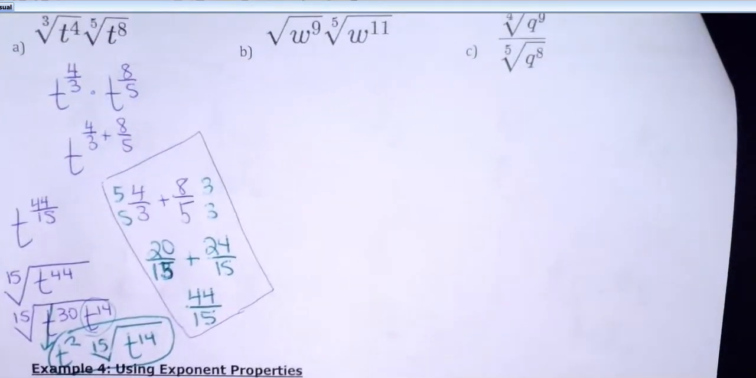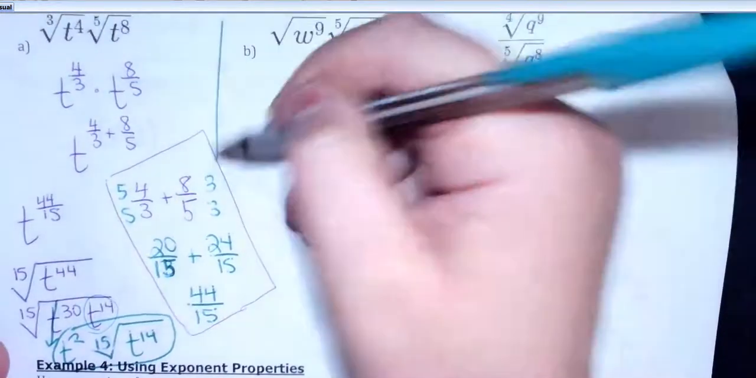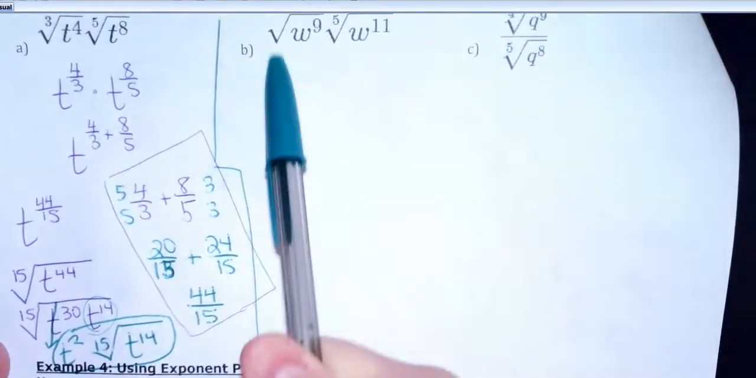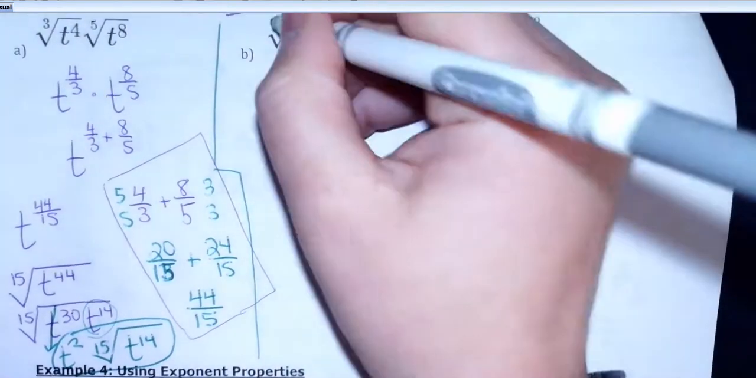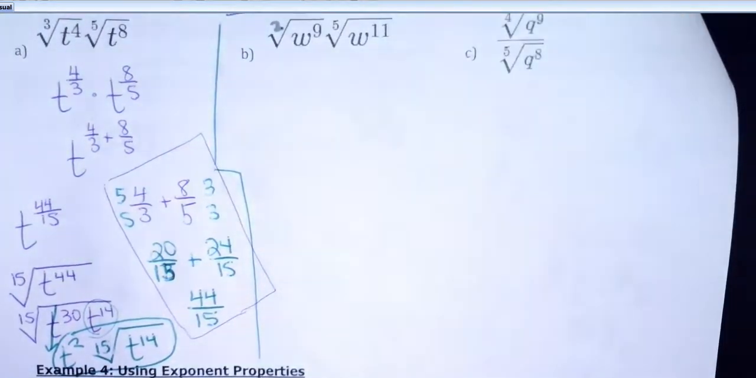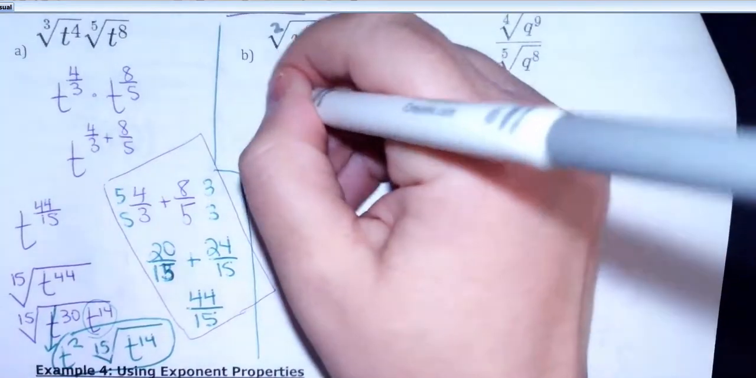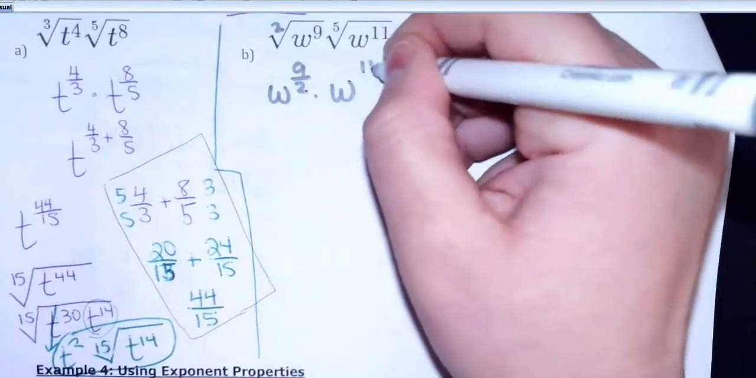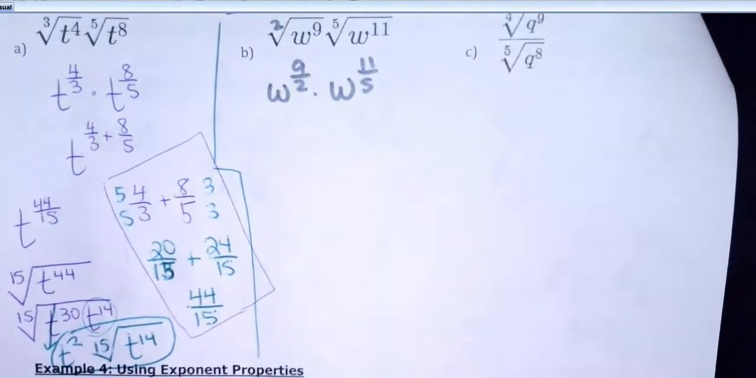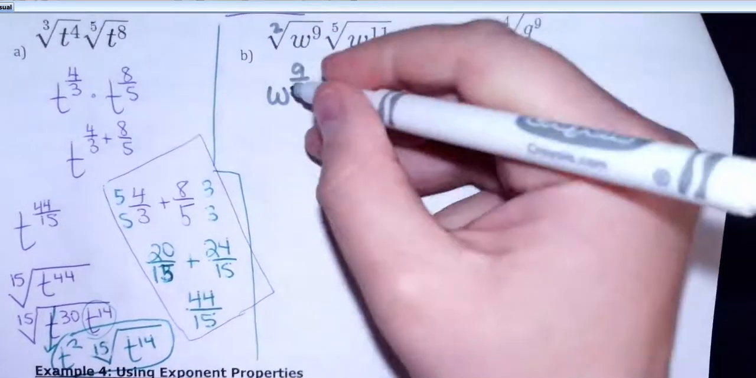Let me do the same thing. I want to first, just easiest thing I can tell you to do. I can't multiply a square root and a fifth root together, but we can convert it to exponential form and see if we have like bases. So if I don't have an index here, it's implied that it's a 2. It's going to be a square root. W to the 9 over 2 times W to the 11 over 5. I do have like bases. Those are both a W.